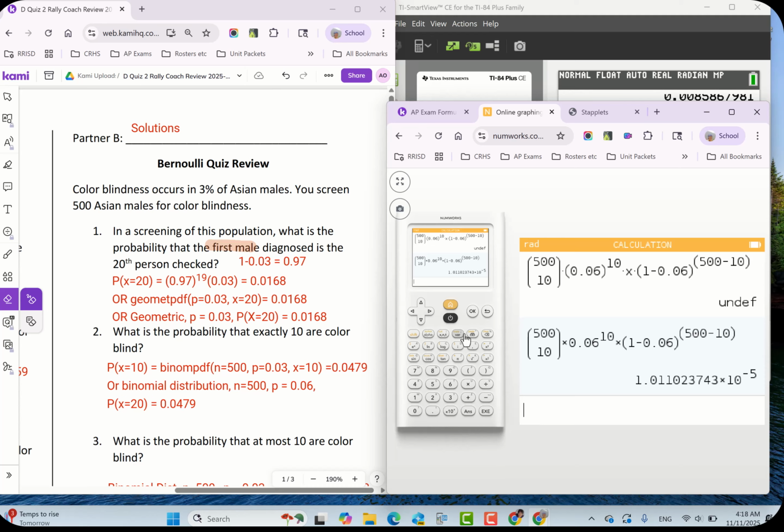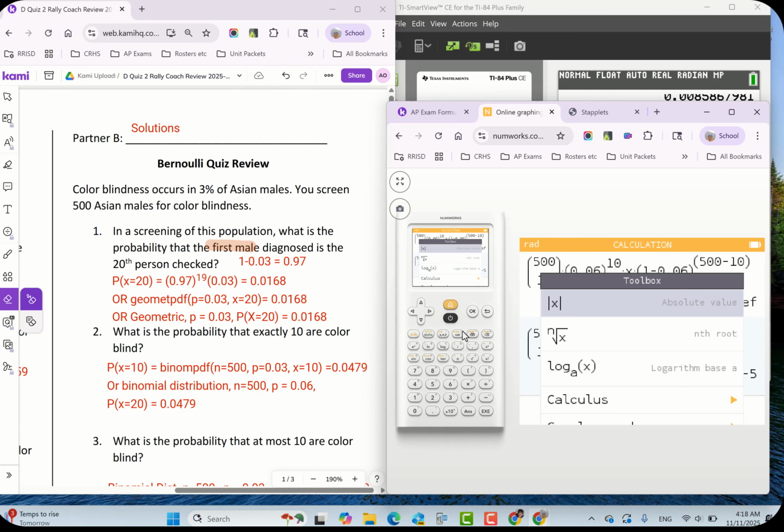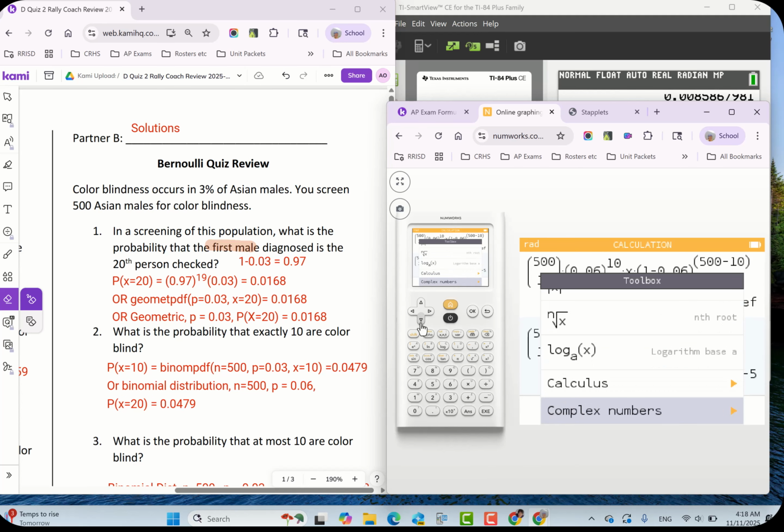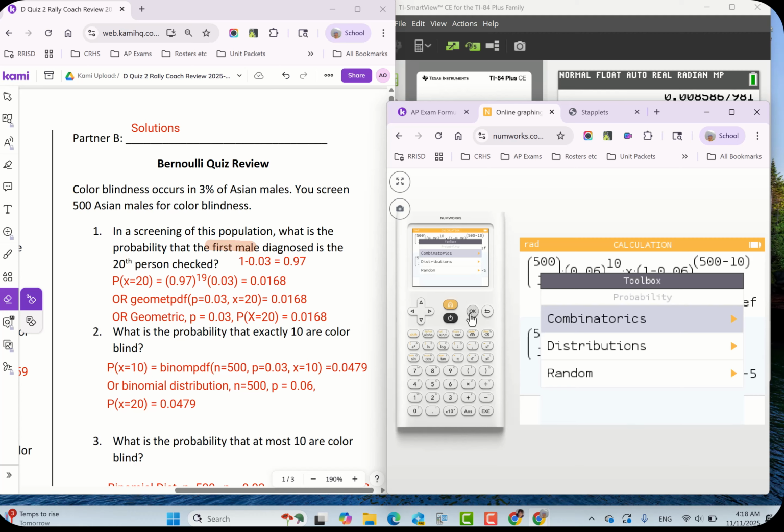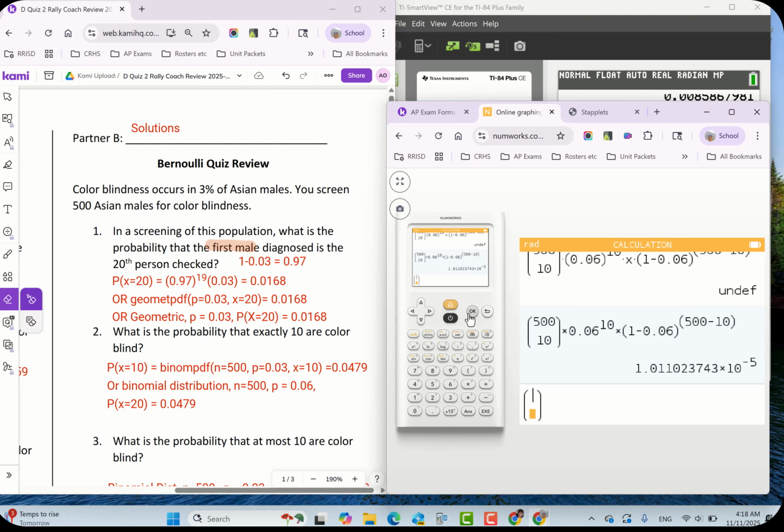Let's try that again. So we'll hit the little toolbar, go down to probability. Combinatorics. Helps if you have the right one. 500. Yeah, because I was thinking of the last problem. It's 0.03 times 0.03 to the 10th. Come down times 1 minus 0.03 to the, got to go in the exponent, 500 minus 10.